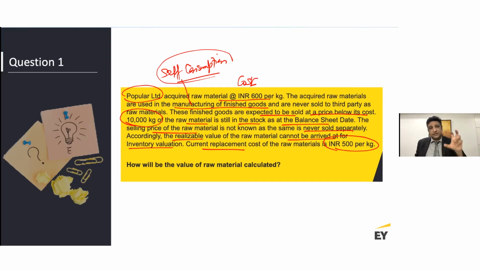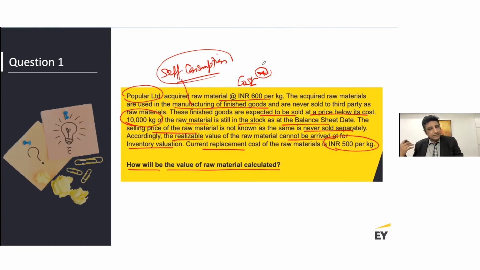Okay, so what is the requirement of the question? Very straightforward. It asks us, how will the value of raw material be calculated? Now imagine we're talking about the valuation of raw material, wherein we say that we normally use cost, depending on the value of the finished goods. If the finished goods are being sold at a profit, then cost is an appropriate valuation criterion for the raw materials. However, if the finished goods themselves are sold at a price less than cost, then the raw material is also required to be valued at net realizable value.